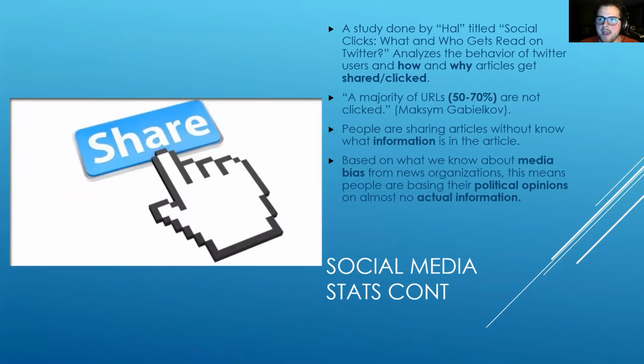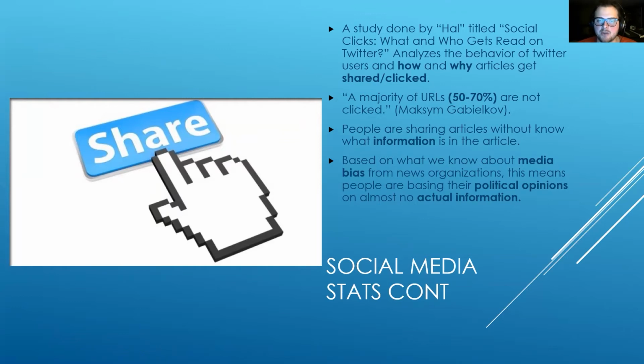A study done by HAL titled Social Clicks, What and Who Gets Read on Twitter analyzes some behavior of Twitter users and how and why articles get shared and clicked. This was a huge meta study. There's tons of data collected, and they're pretty much just trying to see how articles get shared and why they get clicked on, how things go viral.